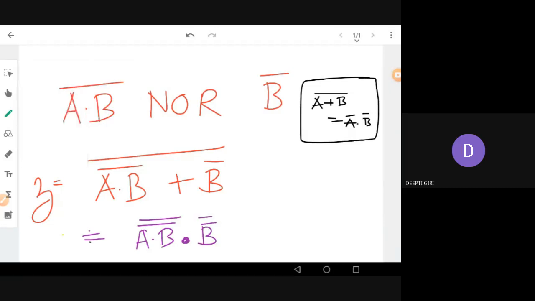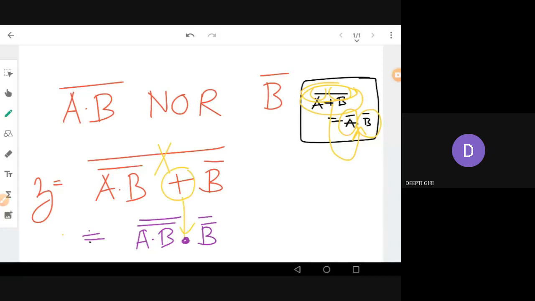You can see A into B whole bar. This plus will change into dot, and the bar is splitted, right? That's the only thing we are having. Plus is changed to into, or ORing is changed to ANDing, and the big NOT gate is splitted into individual bar gates, NOT gates, right? So this is splitted, and this is changed to ANDing.